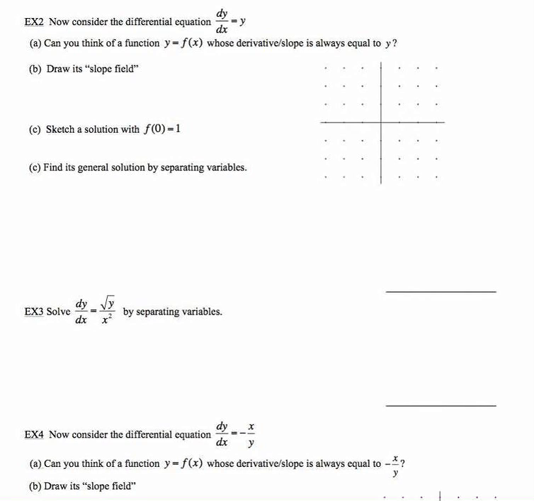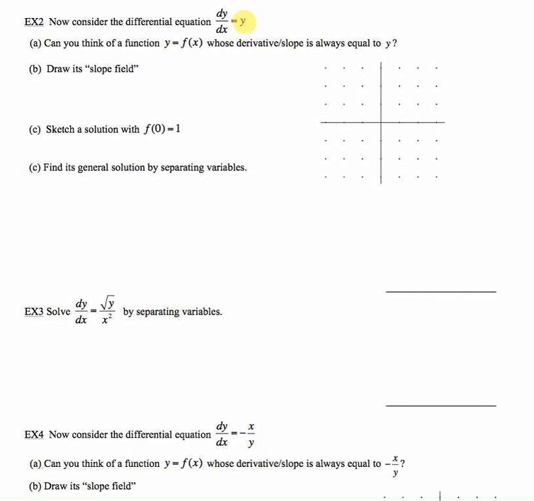Page 2, example 2. We start with this right here. We're going to give you a derivative. The derivative is equal to y. The other way to say that is that the derivative of this function will always be equal to the y value of the function. So we're going to draw a slope field, and I'm going to start it here, and then I'll pause and fill it in for you.